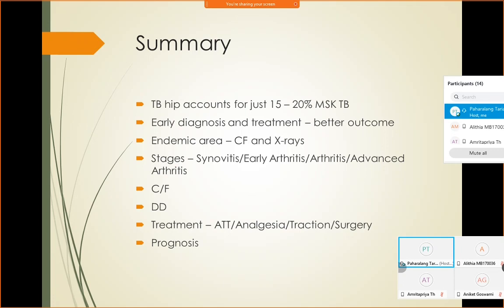So, before I started this class, I mentioned that this is an important topic. Apart from TB of the spine, there is TB of the hip, TB of the knee, and sometimes you have TB of the shoulder. But these are very common, okay? TB spine, TB hip, and TB knee are important topics for exams. So basically the treatment becomes all the same, so once you know that.